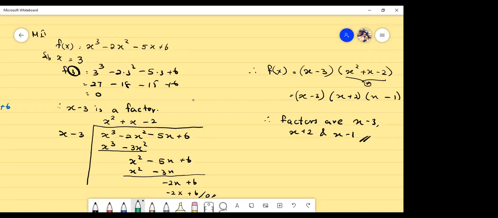Now use that method. You need to get the factors of this: f(x) = 2x³ + 3x² − 8x + 3. Now you need to follow method number 2. Find the first factor. After that, using long division, get the quotient, and you can easily get the factors of that.